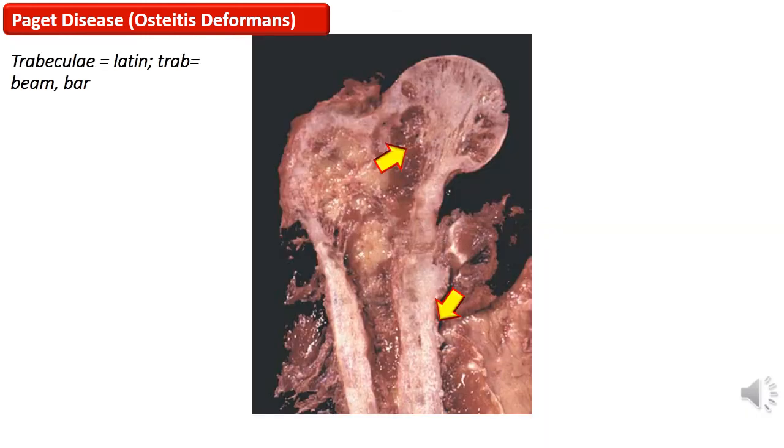This is the gross specimen of the femur, the cut section of the femur. The lower arrow is showing cortical thickening and the upper arrow is pointing to coarse trabeculation. The word trabeculae is derived from the Latin word that means bar or beam. So thickened beams or bars are not going to provide support to the bone, and this is due to various morphologic defects that we have already discussed.